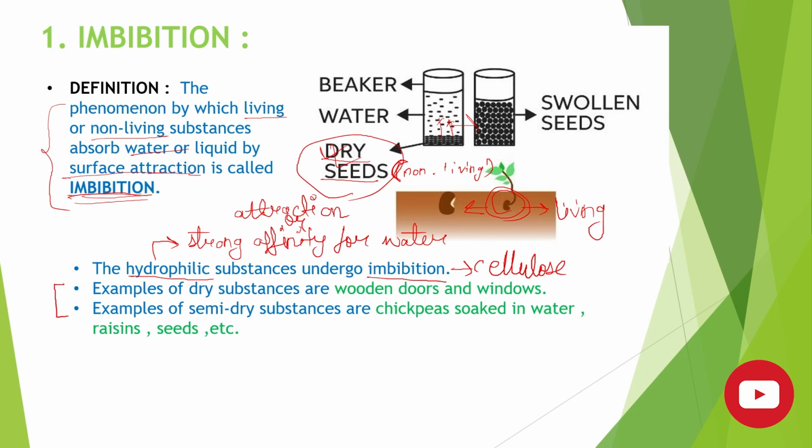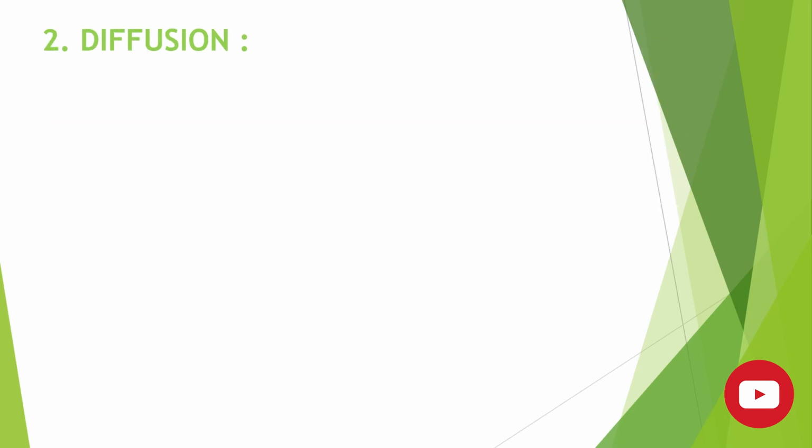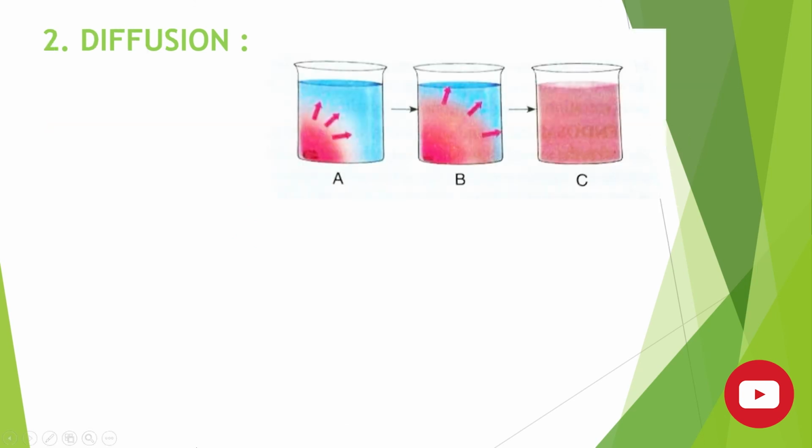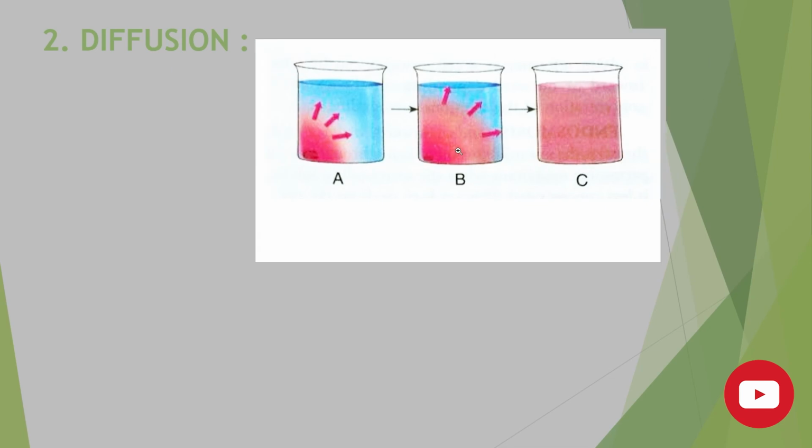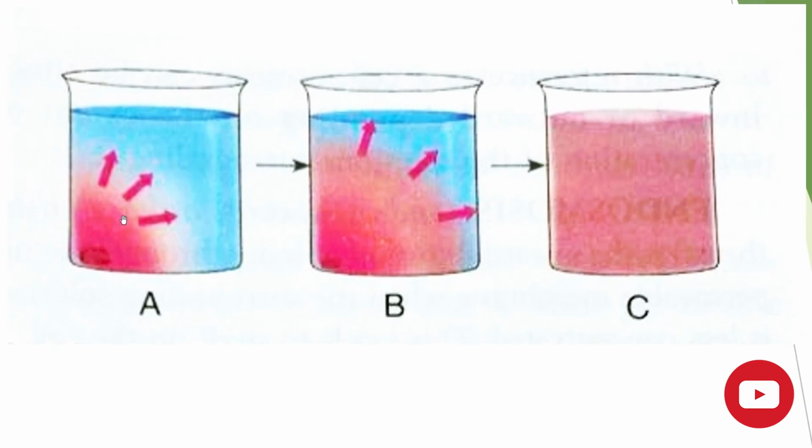Let us look into diffusion now. We will understand diffusion with the help of this particular experiment that is performed here. Three beakers are there. All of them contain the same amount of water, and they are named A, B, and C.